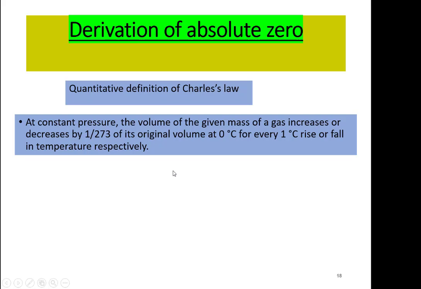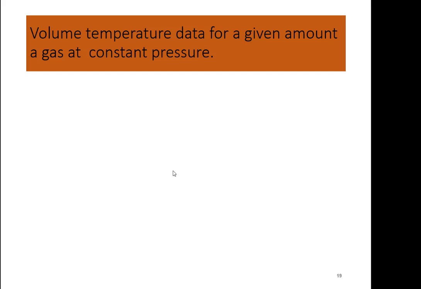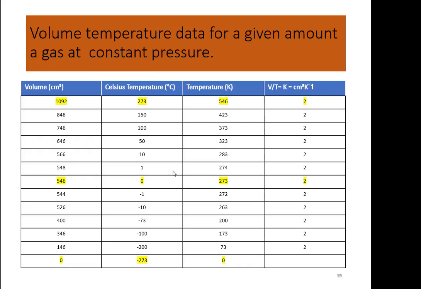In order to understand the above statement, look at the table. This is volume temperature data for a given amount of a gas at constant pressure. With the help of this data, we can understand this statement. You can observe from the given data that at 0 degrees centigrade, the volume is 546 cubic centimeter. And when the temperature reaches 273, the volume becomes 1092.